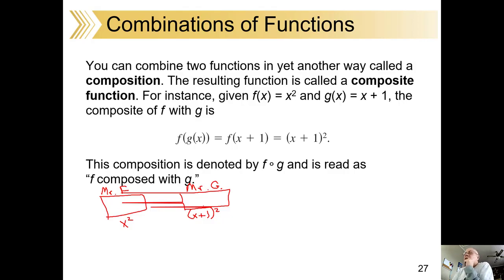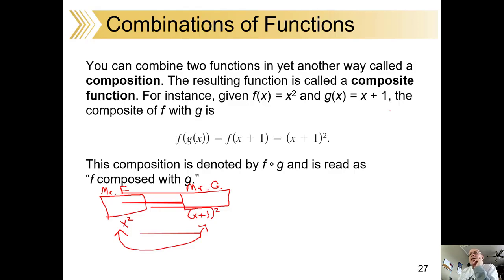But you know, there's a second way you could do that. What if you started with Mr. G? What if you went there first and then went to Mr. F? You might think that you'd end up with the same answer. You might be wrong too.